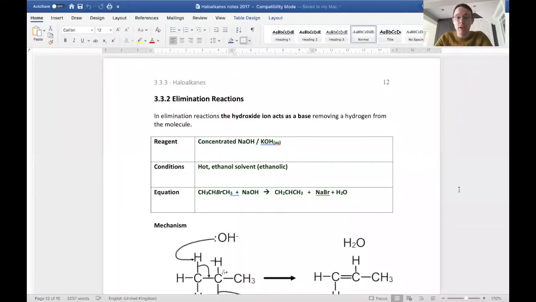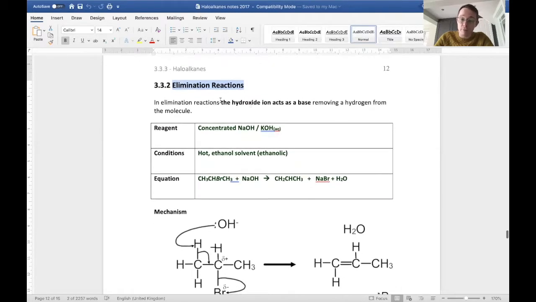In your note packs, you need to turn to page 12. We're going to be looking at a new mechanism. We've already done two mechanisms as part of the haloalkanes topic. We've done the free radical substitution, which involved the three stages: initiation, propagation, termination. We've done the nucleophilic substitution, which was your first curly arrow mechanism, where we can either have hydroxide nucleophiles, cyanide nucleophiles, or ammonia nucleophiles. Now we're going to look at our third mechanism, which is another curly arrow one, called the elimination mechanism.